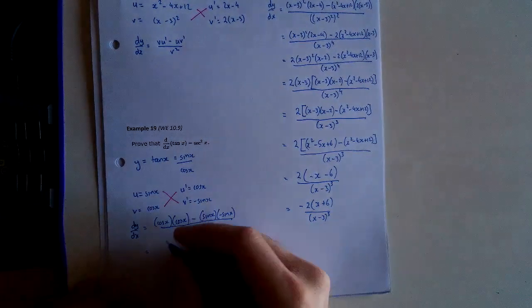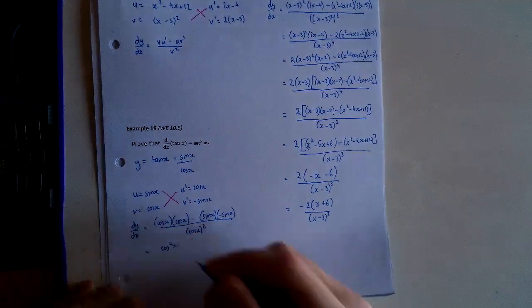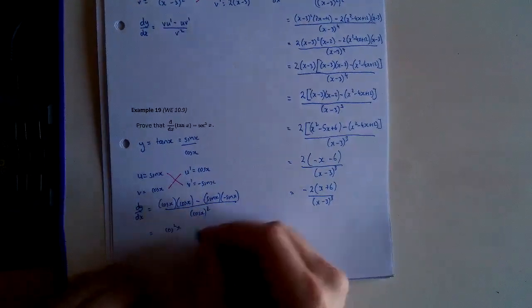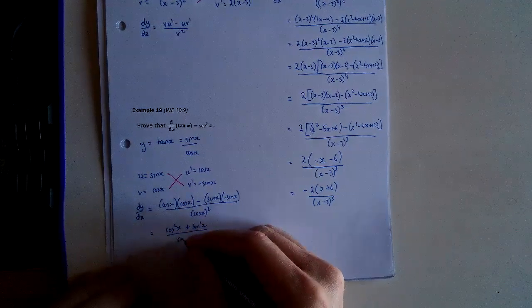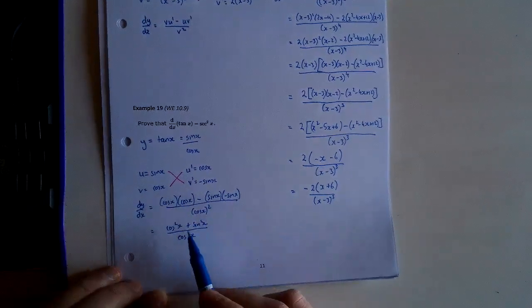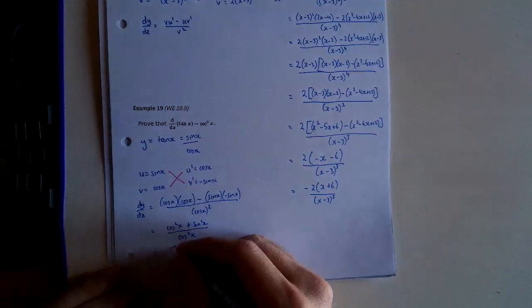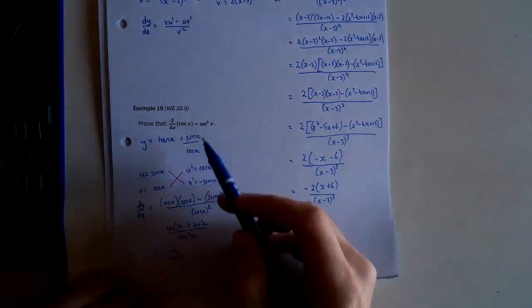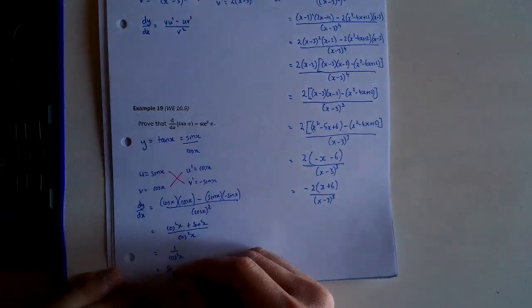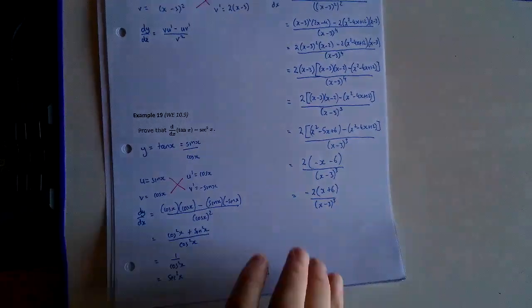So simplified. On the top we have cos squared x, minus makes a plus, sine squared x all over cos squared x. Well, cos squared plus sine squared is 1. So that's 1 over cos squared x. Look, 1 over cos is sec. So 1 over cos squared is sec squared x. Yeah, and the final one.